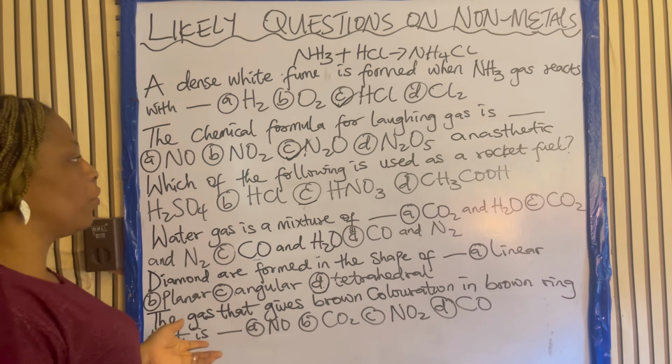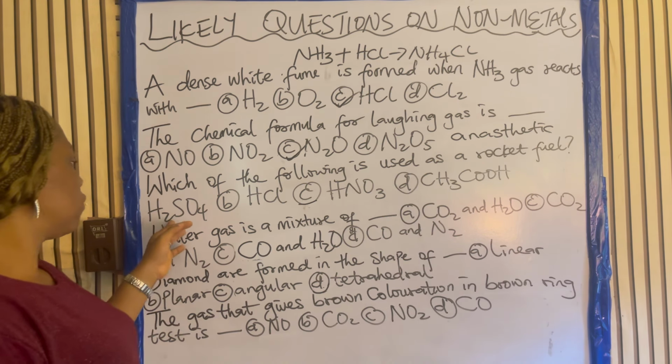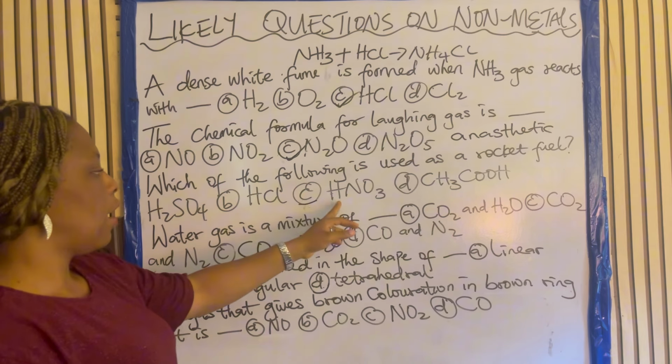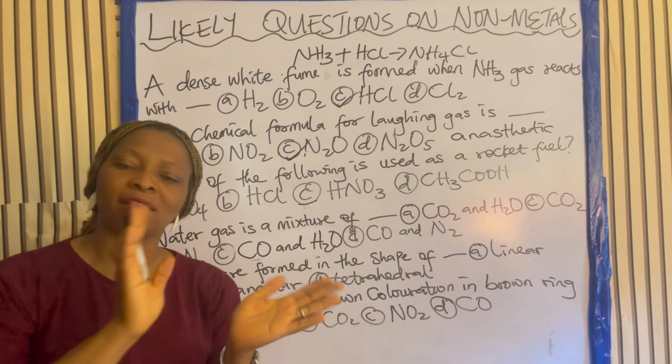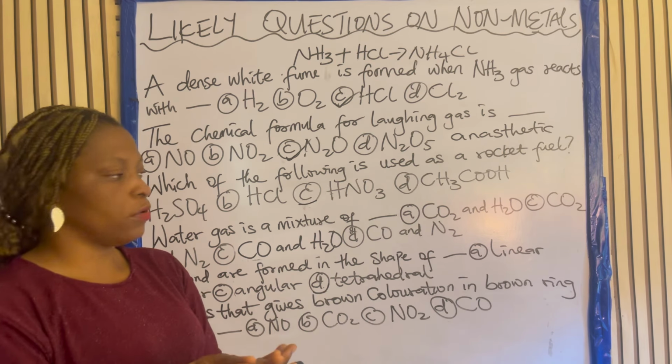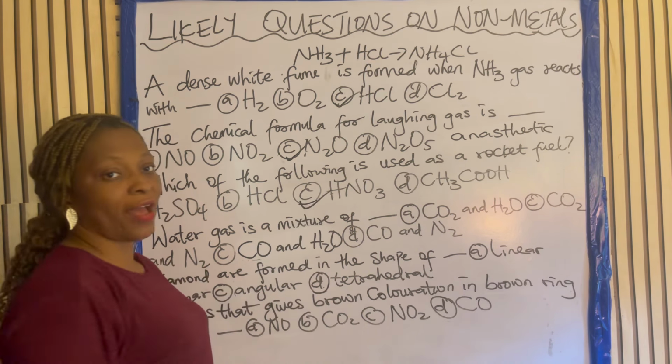Which of the following is used as a rocket fuel? Tetraoxosulfate 6 acid, hydrogen chloride, trioxonitrate 5 acid, ethanoic acid. Once you hear rocket fuel, it is trioxonitrate 5 acid.